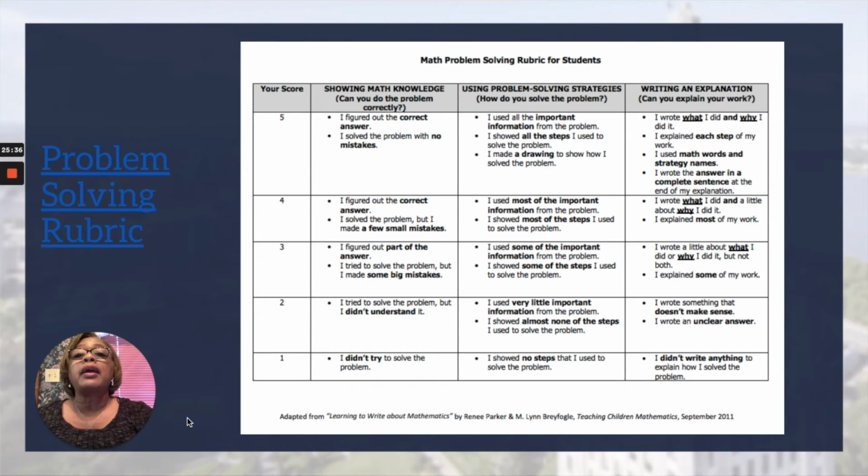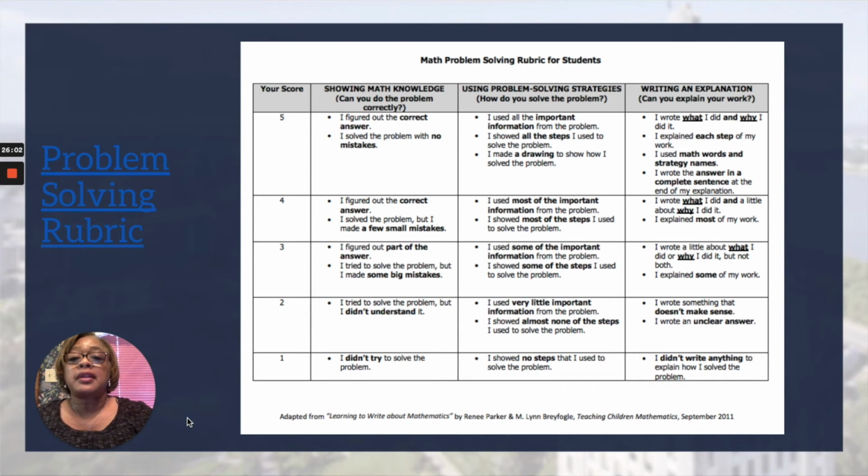Notice it is for students, it's written in kid language. What I like about it is it looks at three big components: showing your math knowledge, using problem solving strategies, and writing an explanation. So at all times, they're thinking about have they done all three. And so students can see with the 5, 4, 3, 2, 1, where did they fall or where were they on this rubric. And then they can make some goals for themselves.